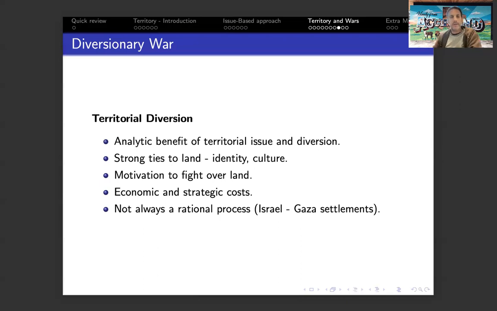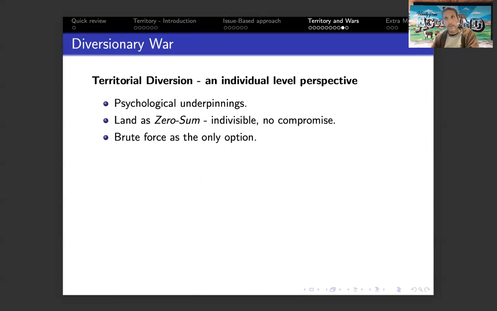Talking a little bit more about the individual standpoint. As we said, the strong ties created to the land also lead to very strong emotional investment. And that means that territory for some people, especially for individuals, becomes an integral part of their identity. And if we aggregate that for a group of people, it is ingrained in the national psyche.